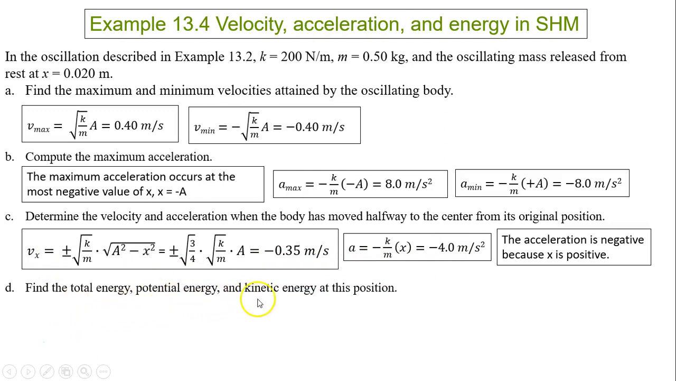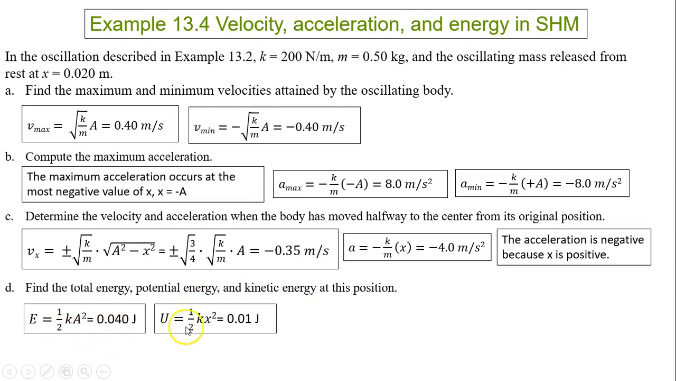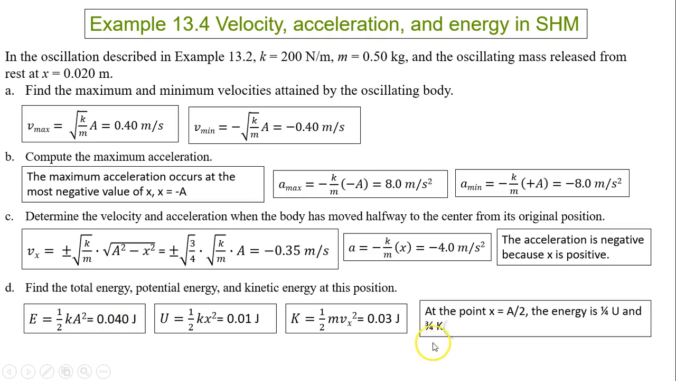Find the total energy, potential energy and the kinetic energy. Well, total energy is 1/2 kA squared. Potential energy is 1/2 kx squared. x in this case is A over 2. Then kinetic energy is 1/2 mv squared. So we did this before. In the half position, you'll have more kinetic energy. Kinetic energy is 3/4 of the total, and the potential energy is 1/4 of the total.